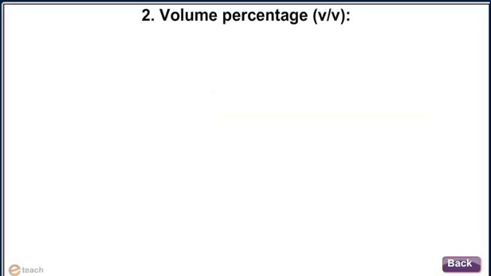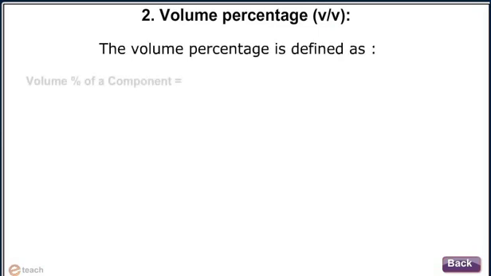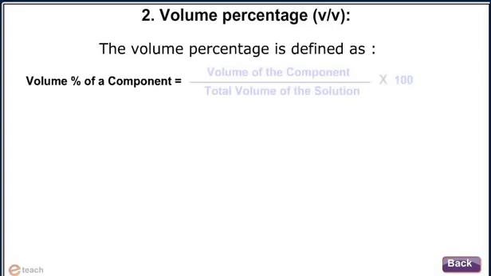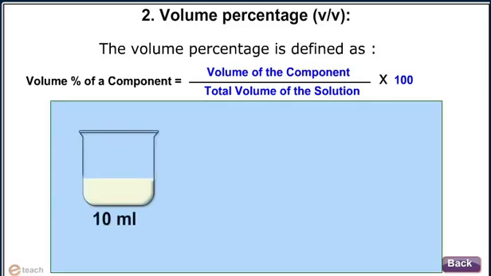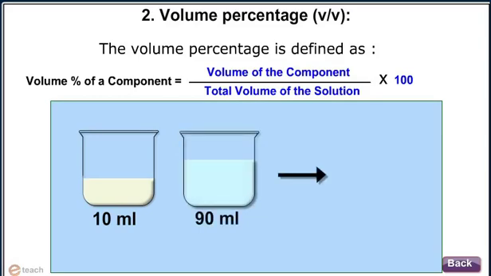Volume percentage, V by V. The volume percentage of a component is defined as the volume of the component divided by the total volume of the solution, into 100. Thus, the volume percentage in the given example is 10 by 100 into 100.